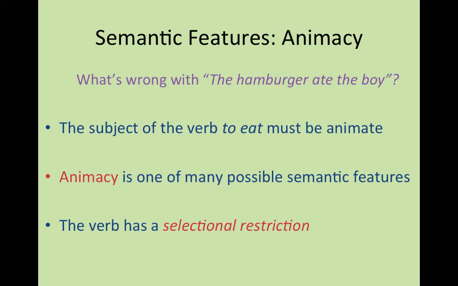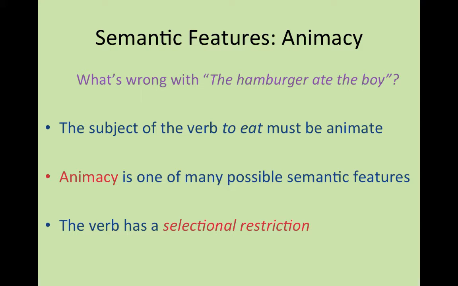In terms of semantic lingo, the way we would describe that is that the subject of this verb, to eat, has to be an animate subject. It has to have this semantic property or feature of something that is alive. So animacy is just one of many possible semantic features that any type of lexical item can have or not have. Hamburger happens to not have the property of animacy, and that's part of what's wrong with this sentence.